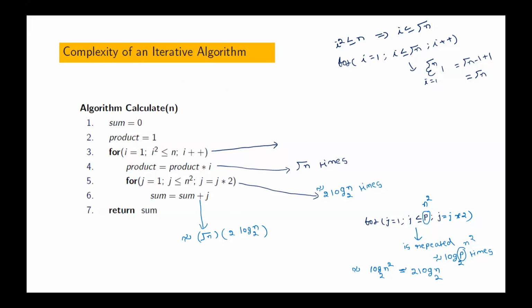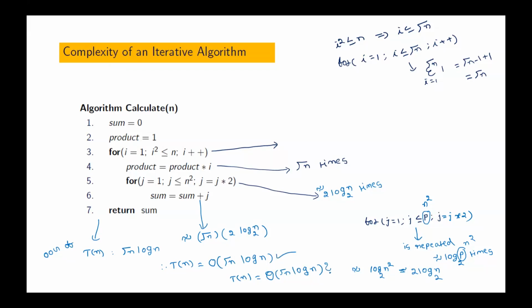That means what is the order of growth of T of n? Root n log n. So therefore T of n can be written as big O of root n log n. Is that correct? Can we write it as theta of root n log n? Is this correct or not?